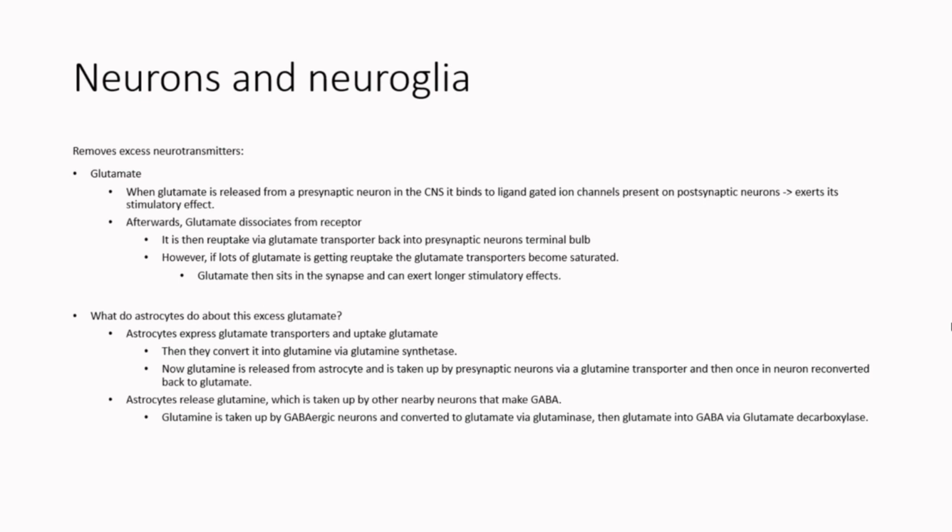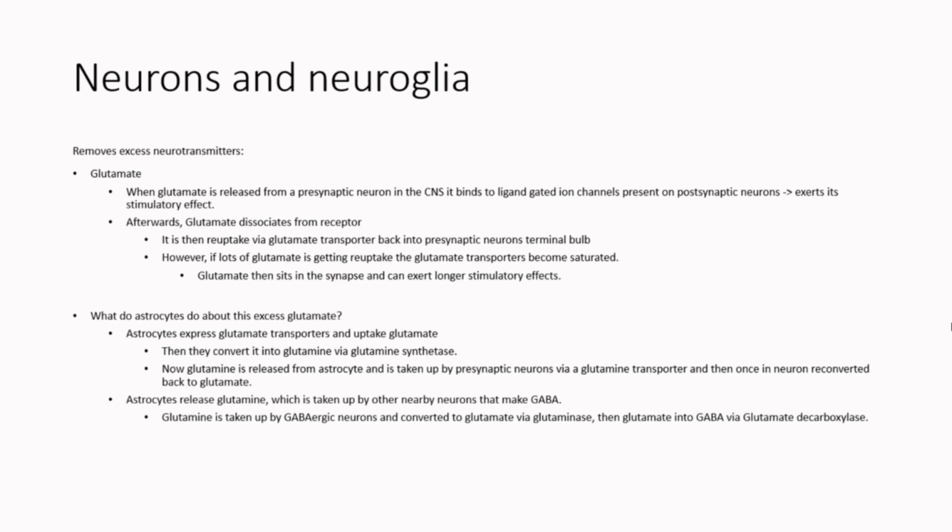Sometimes this glutamate transporter becomes saturated, so then we will have too much glutamate sitting in the synapse and exerting a longer effect. So what do astrocytes do about this excess glutamate? Well, they express other transporters on their membrane. This time it's glutamate transporters. These glutamate transporters will uptake the glutamate, then inside the astrocyte they will convert it via an enzyme we call glutamine synthase. It will convert this glutamate into glutamine.